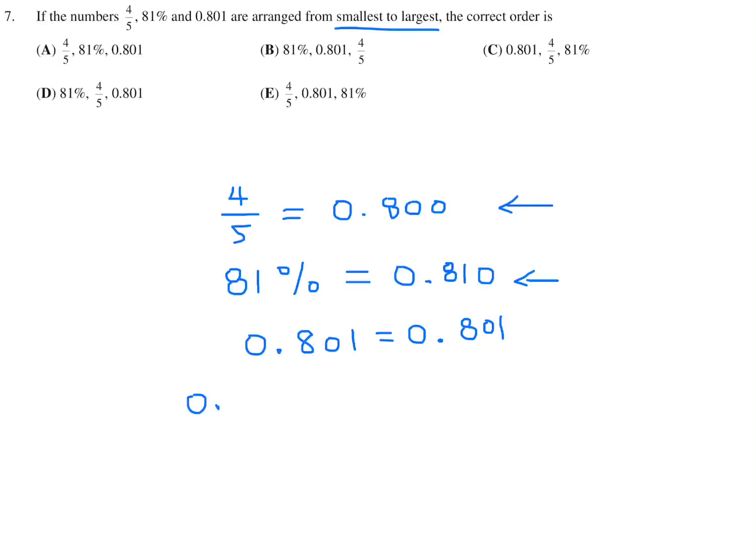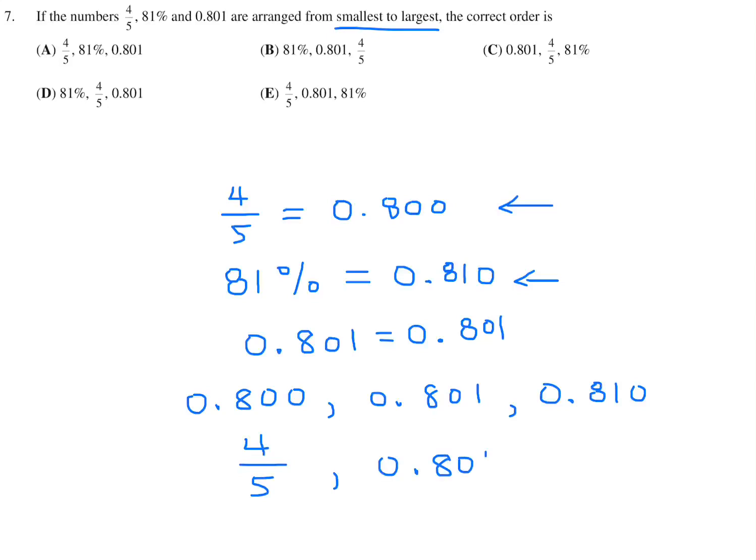So you'd have 0.8 as the smallest, followed by 0.801, and the largest will be 0.810. Now, if you write it in the format that they gave us, it would be 4/5, 0.801, and 81%. And that would be choice E, right here.